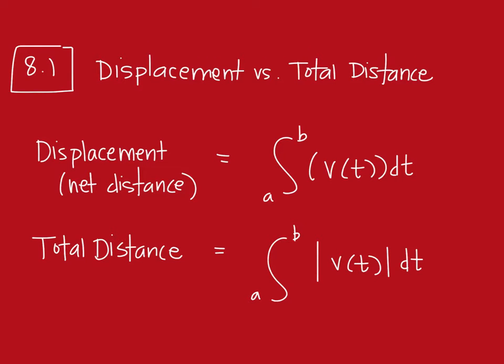So it's basically integrating the speed. Or if you're doing it geometrically, you're doing the area under the speed graph, the area under the velocity graph. But yeah, the absolute value of velocity is speed, so we're integrating speed.